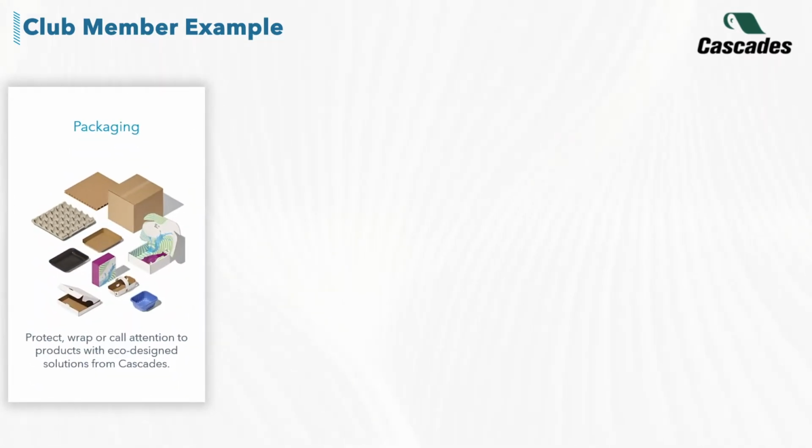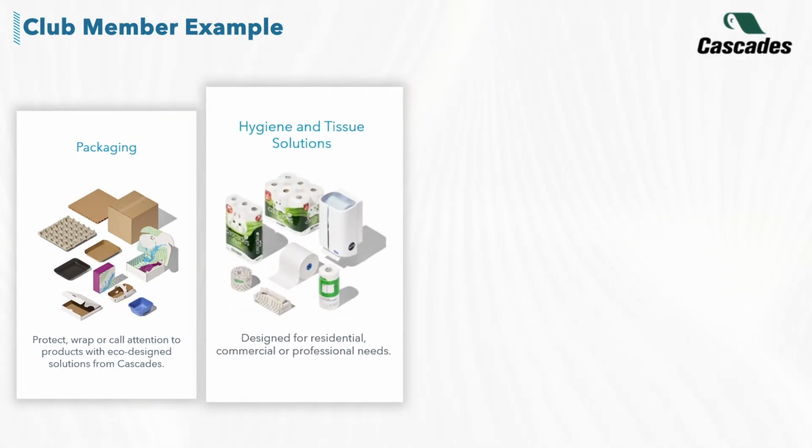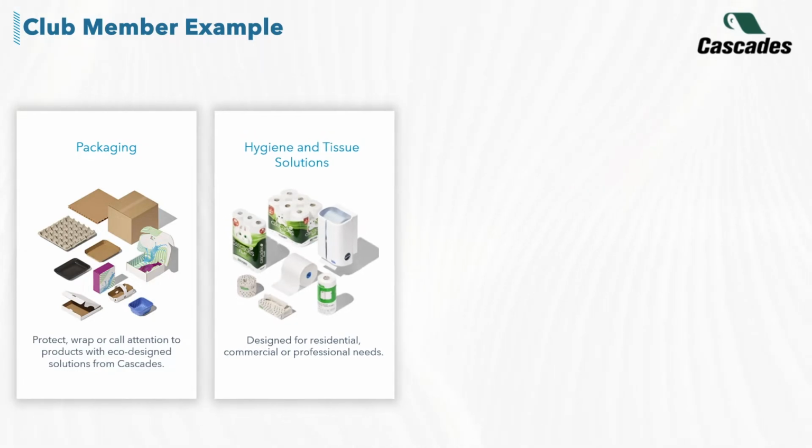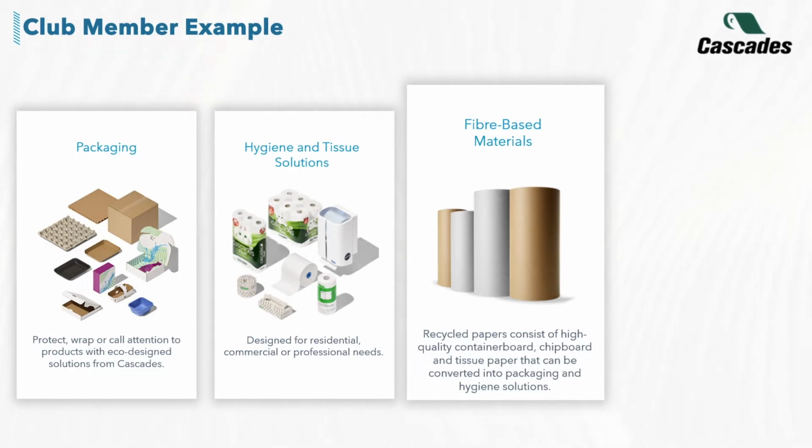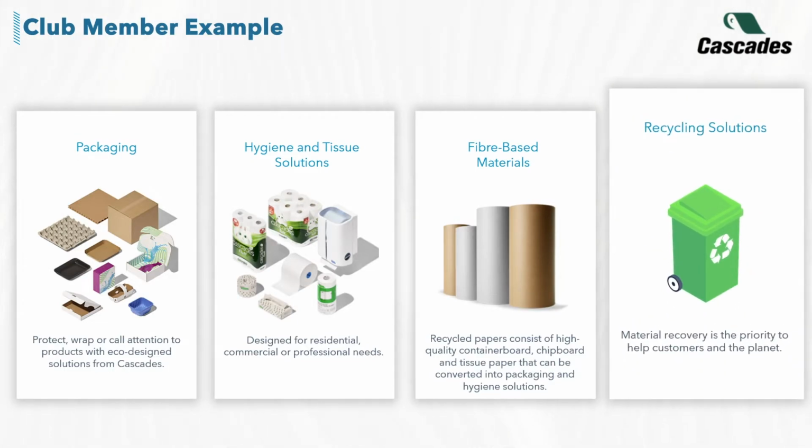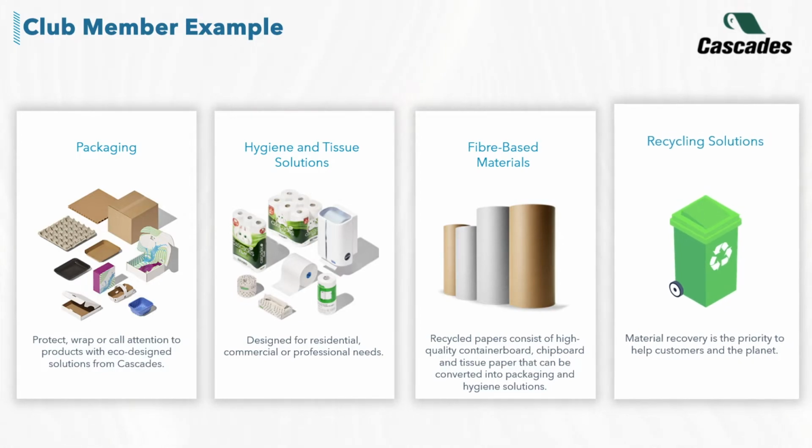Here's an example from club member Cascades. Cascades has 4 key offerings. 1. Packaging, which offers solutions to protect, wrap, or call attention to products with eco-designed solutions. 2. Hygiene and tissue solutions, which are designed for residential, commercial, or professional needs. 3. Fiber-based materials, where recycled papers consist of high-quality containerboard, chipboard, and tissue paper that can be converted into packaging and hygiene solutions. And finally, 4. Recycling solutions, where the focus is material recovery to help their customers and the planet.